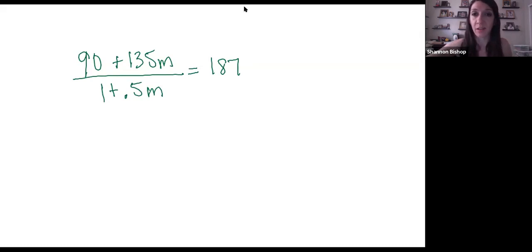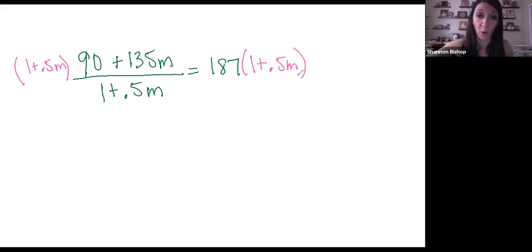Now, how to solve this, guys? Same thing as the horizontal intercept. The only reason this equation is intimidating is because it's a fraction. So step number one, get rid of the fraction. What's the opposite of division? Multiplication. So you're going to have 1 plus 0.5m getting multiplied. Now, what was the whole point of that multiplication though? Again, it was to get rid of that division. So on the left-hand side, the whole point is that you just got rid of the denominator.